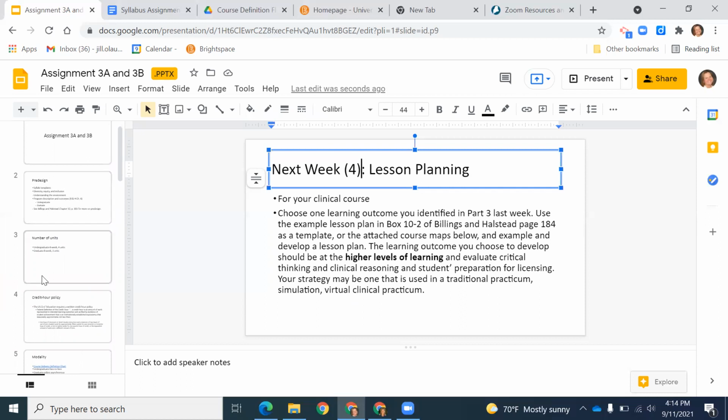And then in week 5, you will develop your lesson plan for your graduate course, but we're going to use a little bit of a different template. So stay tuned for that.